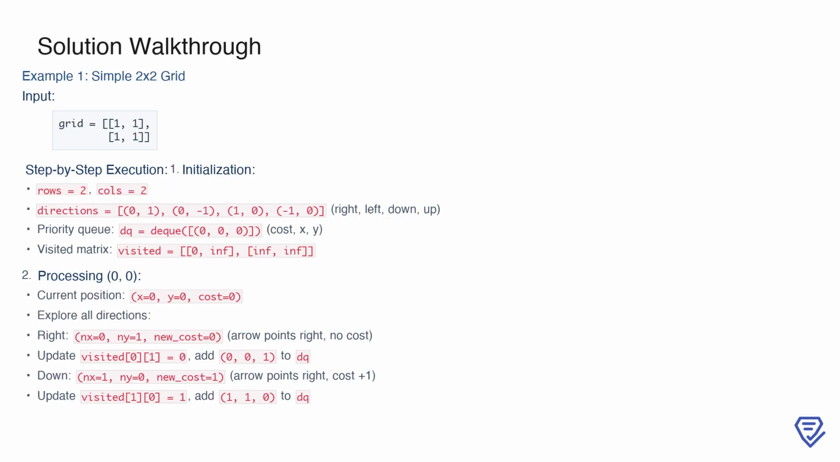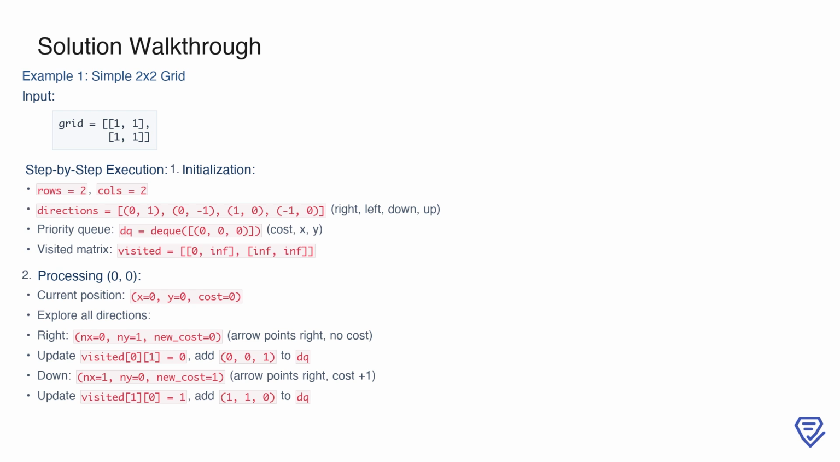To solve this problem, we start by initializing the key components of our algorithm. The grid dimensions are determined as 2 rows and 2 columns. We define the directions for movement: right, left, down, and up. Then, we initialize a priority queue with the starting position at the top left corner, 0, 0, and a cost of 0. Additionally, we use a visited matrix to track the minimum cost to reach each cell, starting with 0 for the top left and infinity for all other cells.